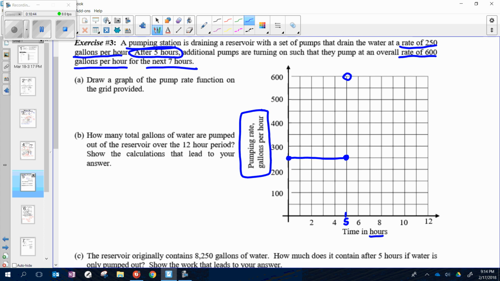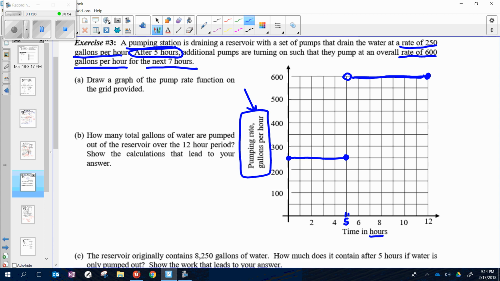So we're going to go all the way to 600 for the next 7 hours. That would take us to 12 hours. So now we're up here at 600 gallons per hour as soon as we go over 5. So even at 5.0001 seconds, there's our graph.